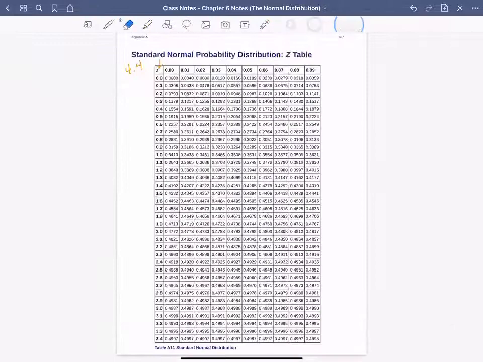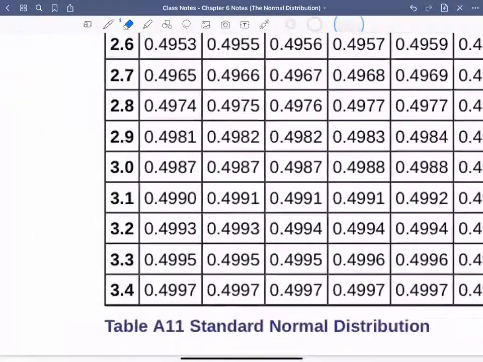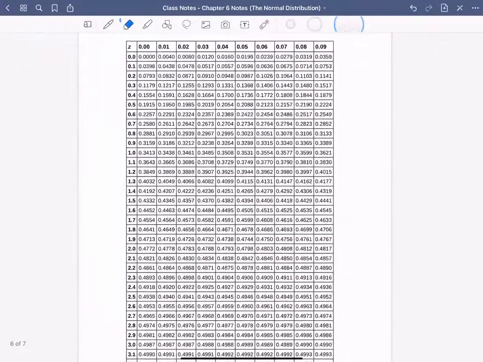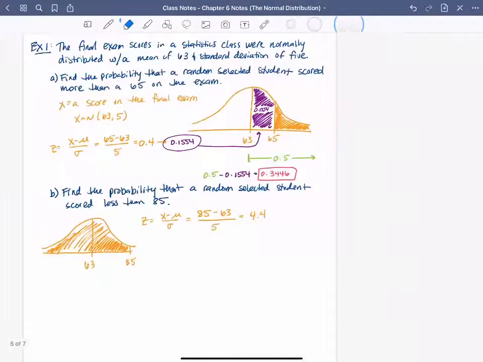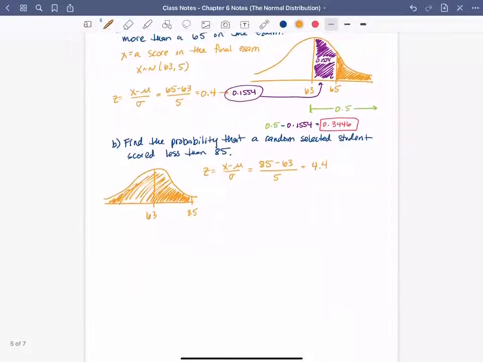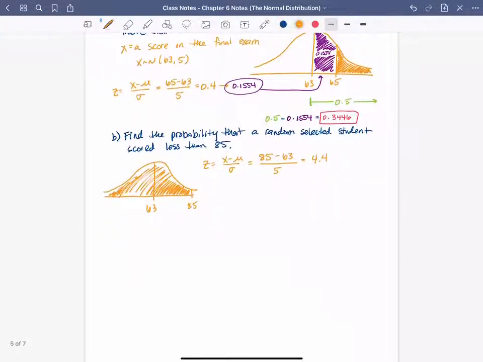So we don't even need to look at anything. Once it's bigger than 3.4, I should say 3.49, so basically 3.5 or larger, we're going to say, oh, hey, you know what? That probability is 0.5. So what does that mean? That means that right here, this to us is 0.5. That's what we're going to assume right now.